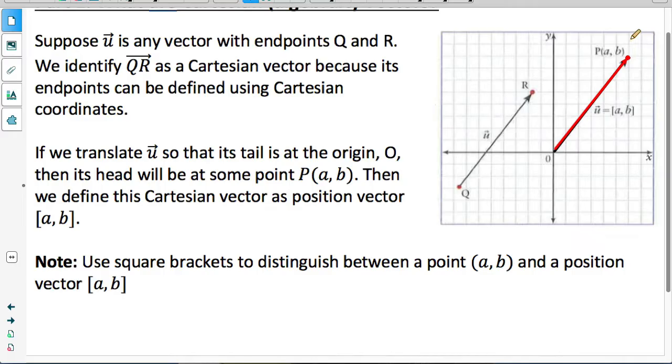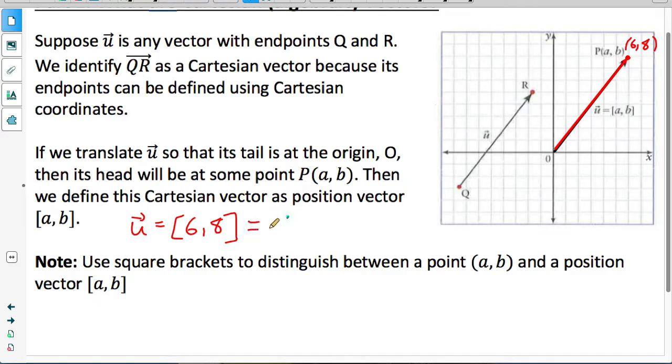So I think the coordinates of this point are (6, 8). So I could define this vector u as a position vector [6, 8]. I could say vector u equals [6, 8], with square brackets indicating that it is a vector with tail at the origin and tip at the point (6, 8). So when you're defining a vector, make sure you use square brackets.